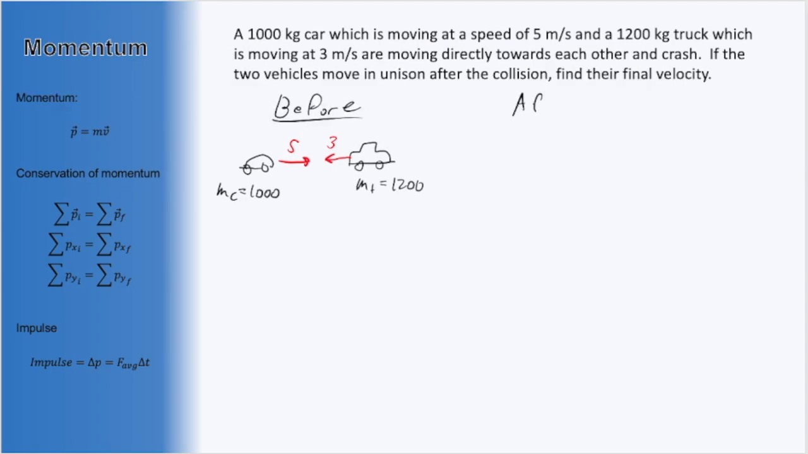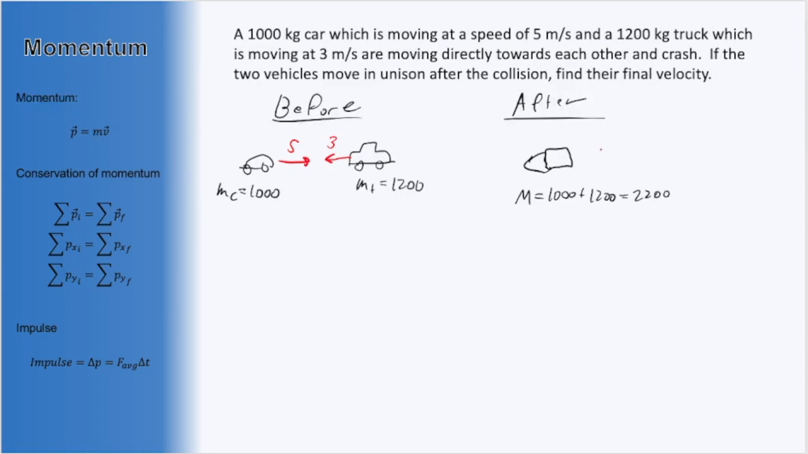Now how about after the collision? We are told that the two vehicles are moving in unison now, so in other words they are stuck together, moving as one object. So I'll draw kind of a crash happening here. They can be treated as one combined object now since they're moving in unison. So this capital M will be the total mass of the two together, which will be 1,000 plus 1,200, which would equal 2,200.